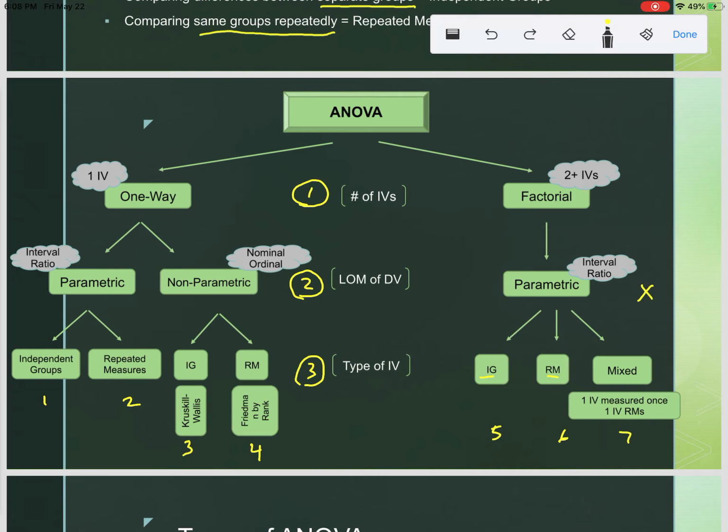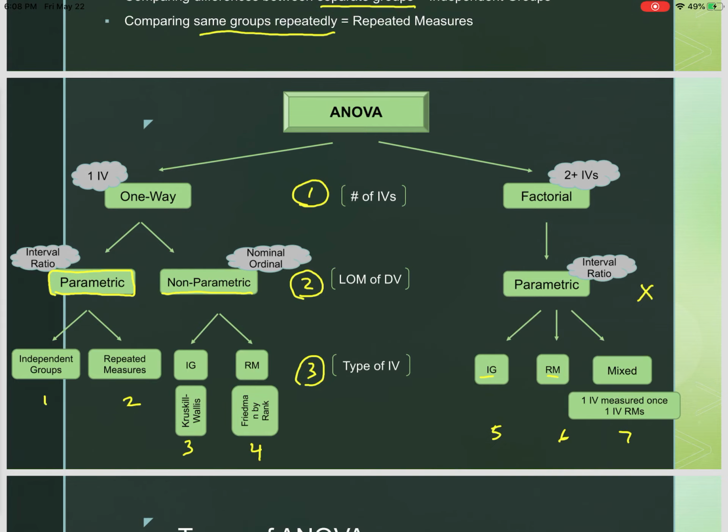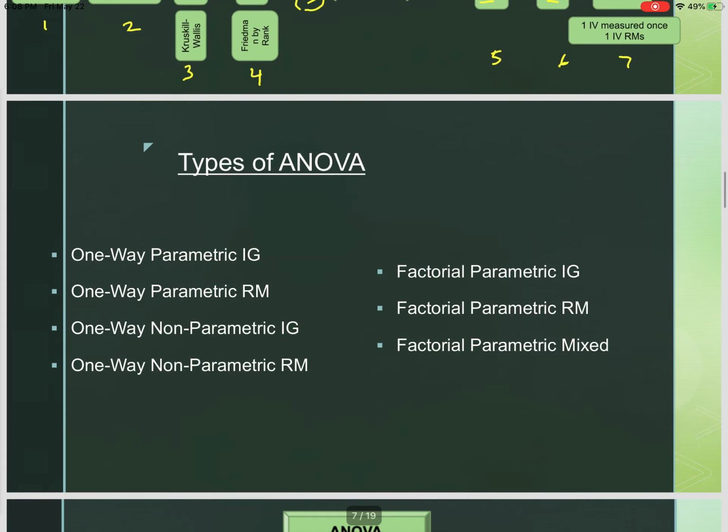Last thing I want to point out, the parametric, you can see here I have listed that you would choose parametric or non-parametric based off of the level of measurement of the dependent variable. We might also choose a non-parametric alternative if our total n is under 30, and we might also choose a non-parametric alternative if our dependent variable is not normally distributed. But those will be covered later. Here's a list of our 7 types of ANOVAs.